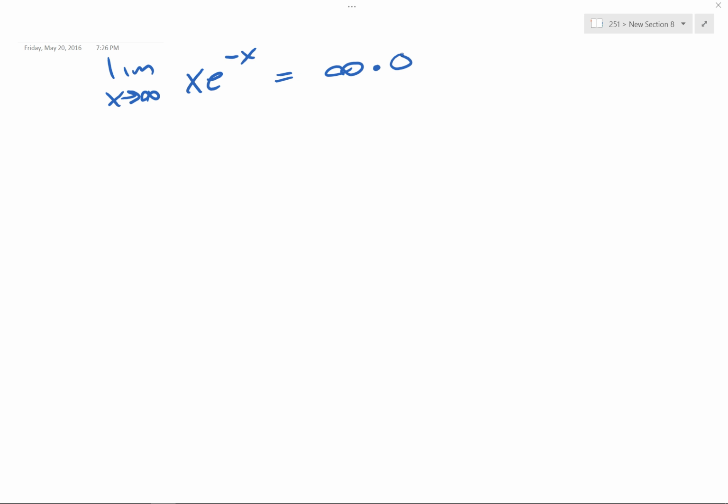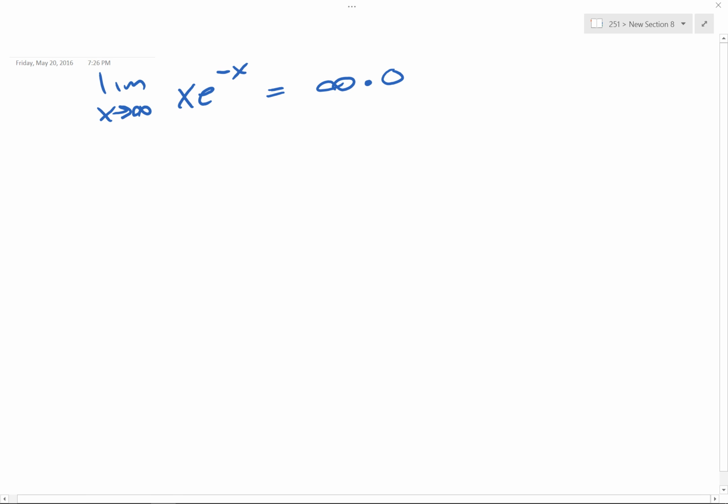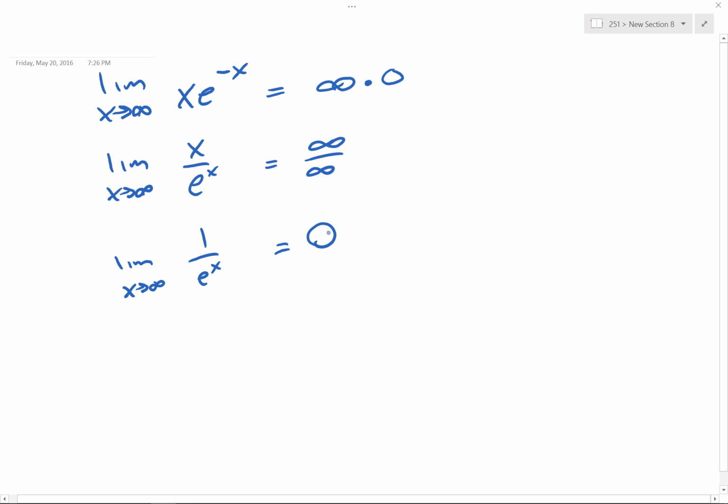So what we need to do is rewrite this in a different fashion. So now remember, one way to write this, of course, is to say, well, e to the negative x belongs on the bottom, right? I mean, that's what e to the negative x actually is. So take the limit of that as x approaches infinity. And of course, it's infinity over infinity, which is now of the right form. So that's x over e to the x, and of course the limit as x approaches infinity of this mess is 0, because the bottom's getting big really fast. So in this case, 0 times infinity is in fact 0.